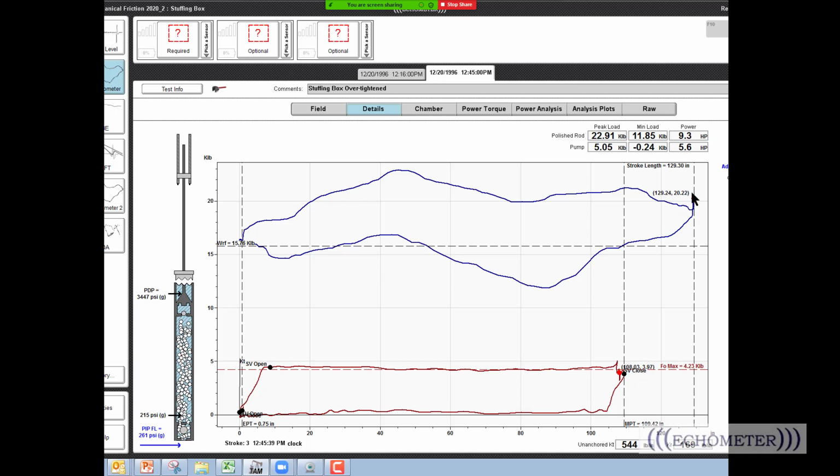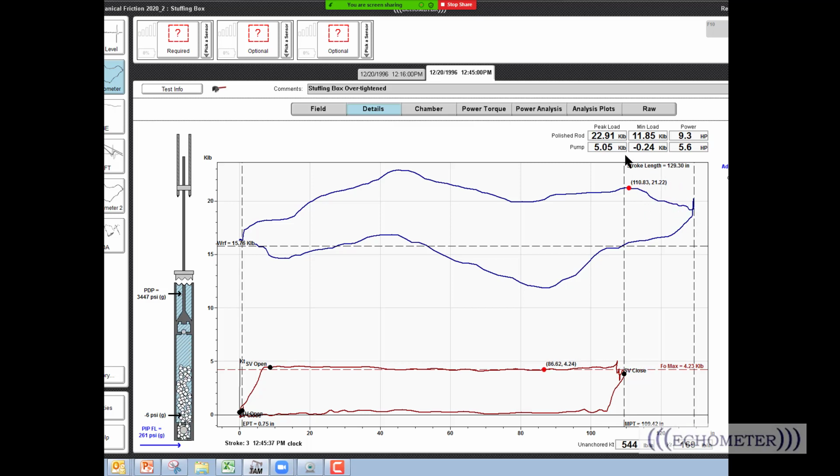This also shows that vertical line. You see a vertical line on your surface card when you have excessive mechanical friction near the surface. That means there's no rod stretch, and there is a change in direction of friction based on the change in the upward versus downward velocity of the polish rod.